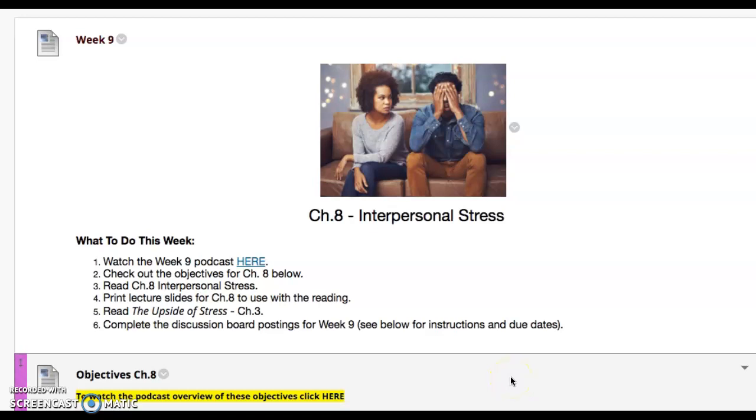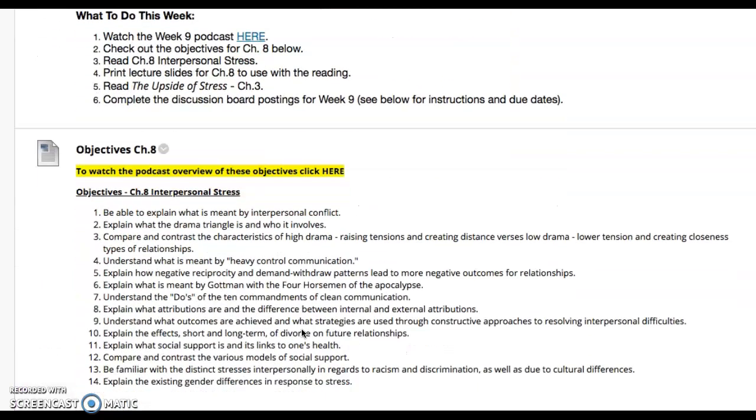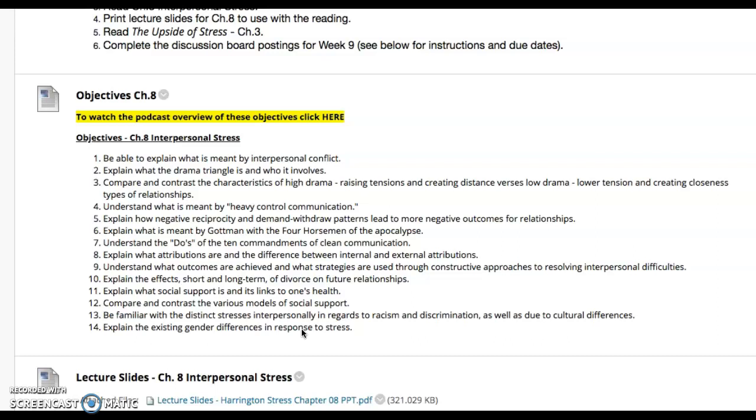This is the podcast overview for week 9, where we will be covering chapter 8, interpersonal stress. So here is your to-do list for this week. I have your objectives for chapter 8, and of course you can listen to the podcast overview where I outline each of these objectives and talk a little bit more about them.